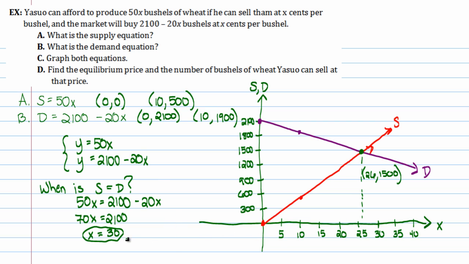Okay, so it turns out the equilibrium price is 30 cents. If the market is willing to charge 30 cents, then the amount I'm willing to bring to market is the same as what people are willing to buy from me.